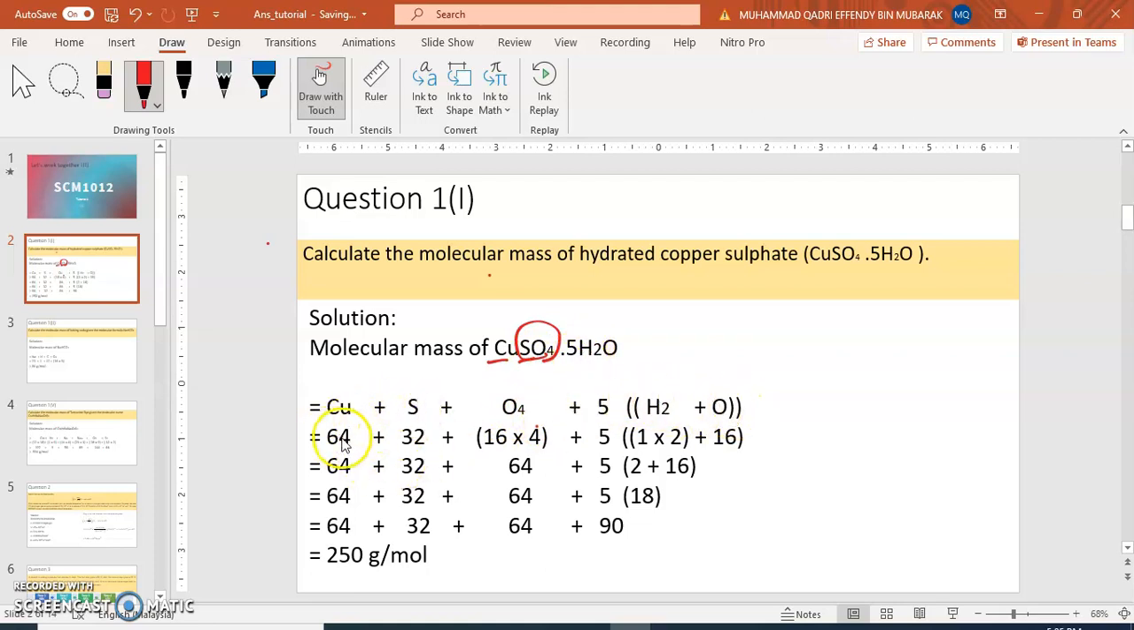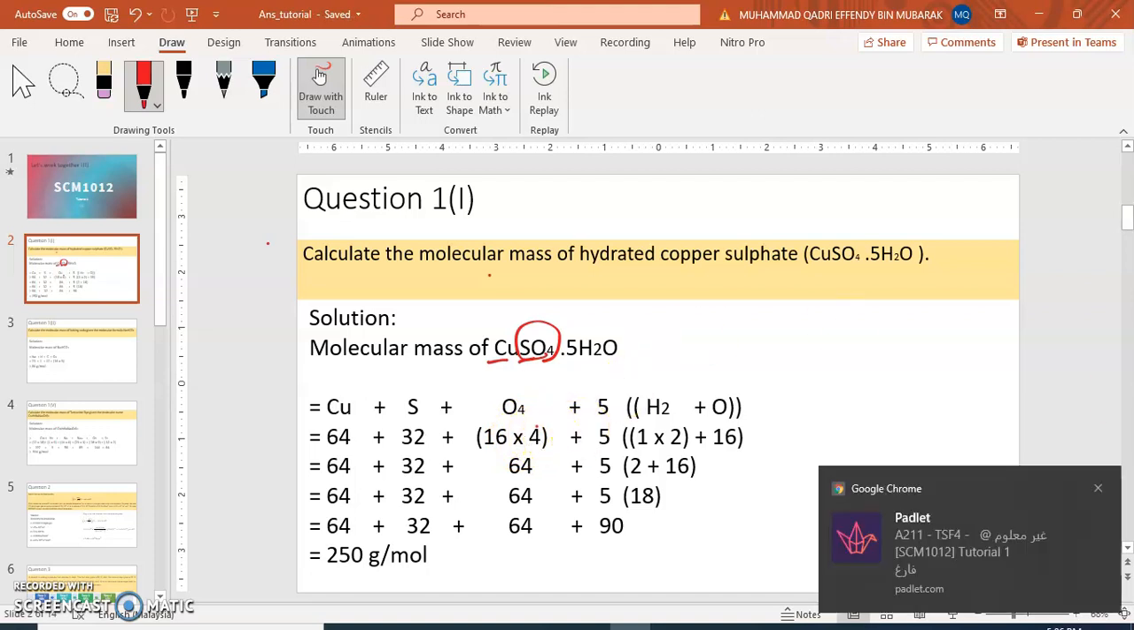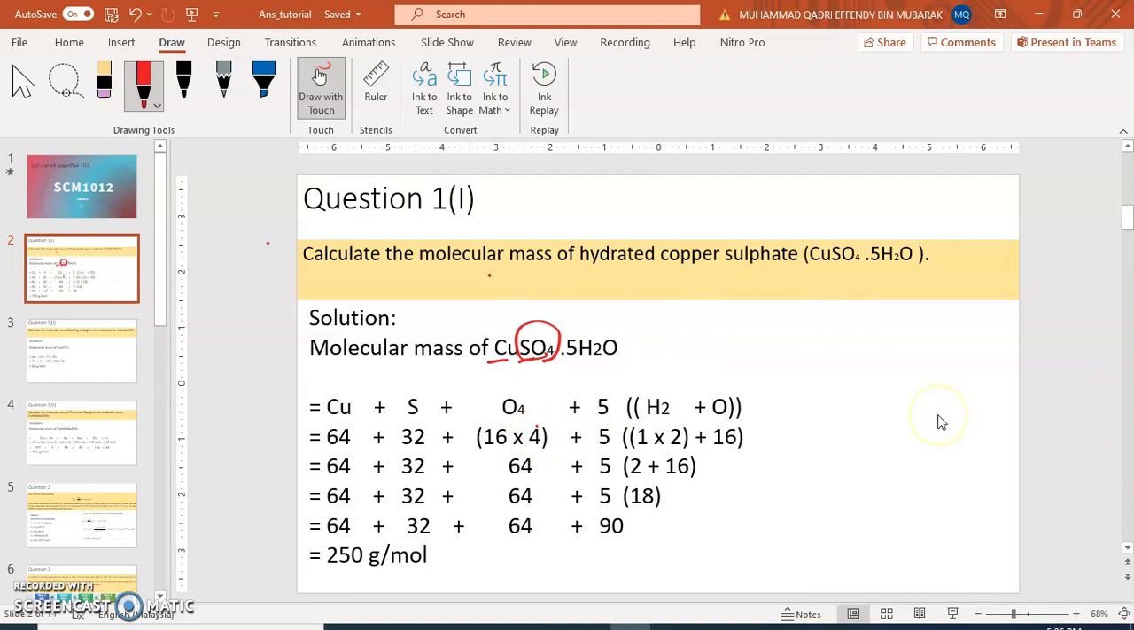By referring to our periodic table, we know the molecular mass of each species here. For example, the molecular mass of copper is 64, sulfur is 32. Now we have oxygen 4, so the molecular mass of oxygen is 16 times 4, because we have 4 units of oxygen in our species, plus 5 H2O. We have 2 H and 1 O. The molecular mass of H is 1, times 2, plus 16. And then we try to solve this calculation.